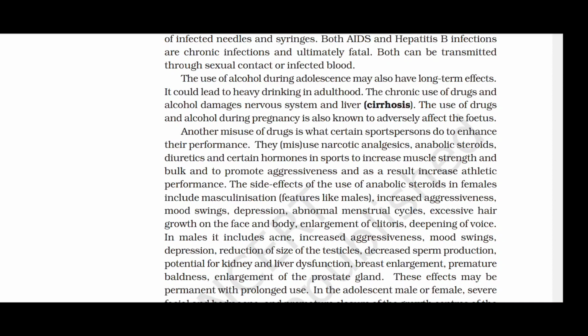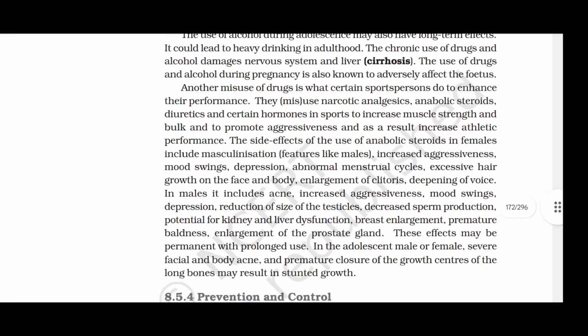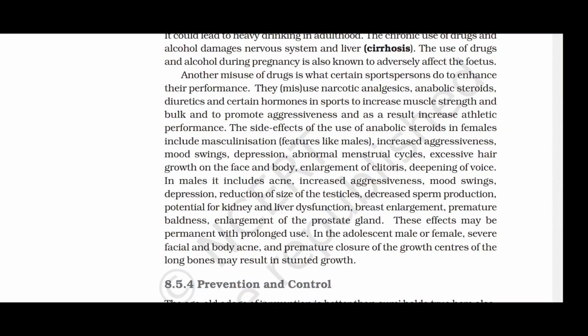athletic performance. The side effects of the use of anabolic steroids in females include masculinization, features like male, increased aggressiveness, mood swings, depression, abnormal menstrual cycles, excessive hair growth on face and body, enlargement of clitoris, deepening of voice. In males, it includes acne, increased aggressiveness, mood swings, depression, reduction of size of the testicles, decreased sperm production, potential for kidney and liver dysfunction, breast enlargement, premature baldness, enlargement of the prostate gland.